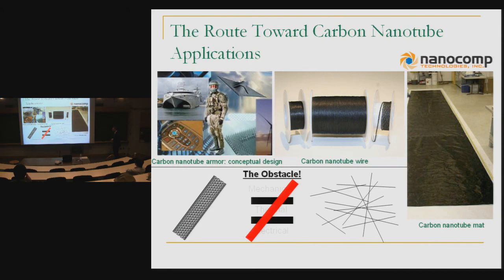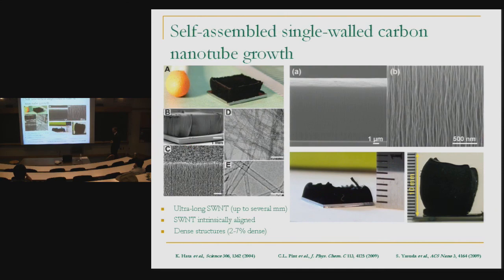But the obstacle that they're facing, just like everyone else in this field, is the fact that when you take a single nanotube and you put it into this array of jumbled nanotubes, you lose the mechanical, thermal, and electrical properties that make these things so good. Instead, you're actually limited by the properties that exist at the junctions of nanotubes instead of the nanotubes themselves. So the world's strongest material turns into something that just basically falls apart because the mechanical properties aren't very good. And so how do you get around that?